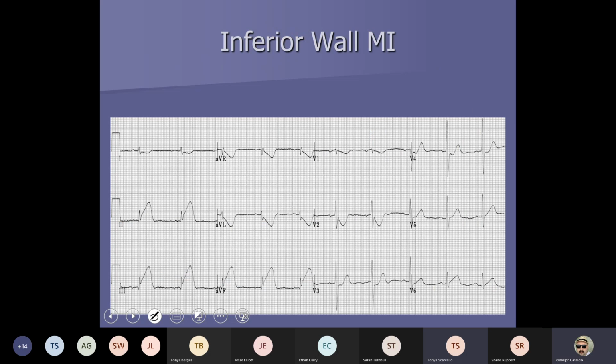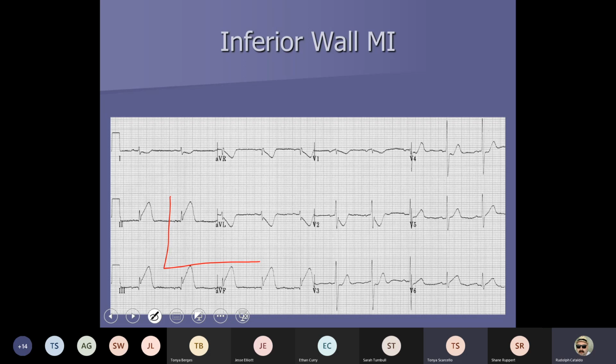Example of an inferior wall MI. What leads do I have elevation? 2, AVF and lead 3. Okay. AVF. So these three leads right here, right? Typical of an inferior MI.